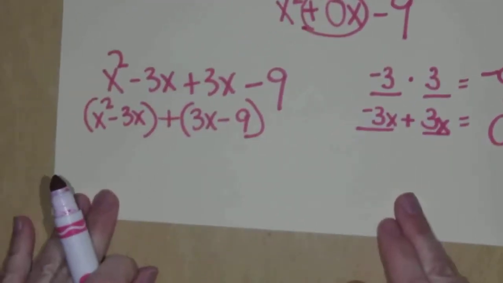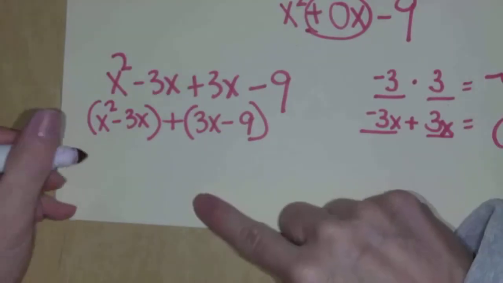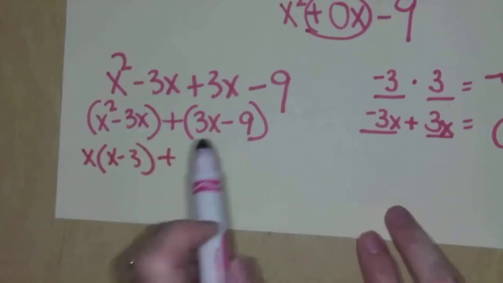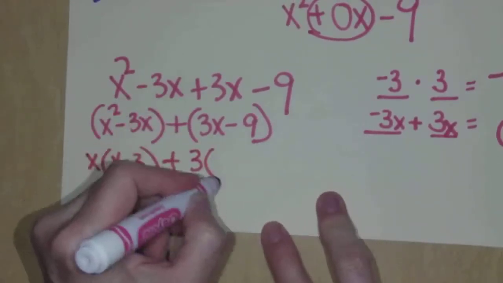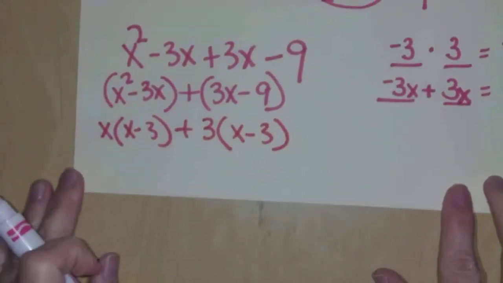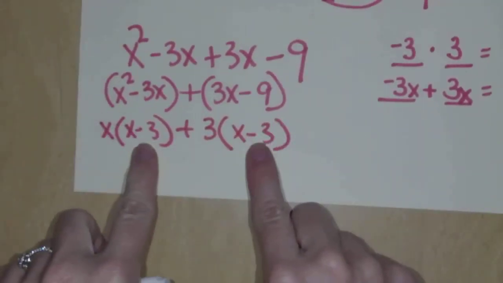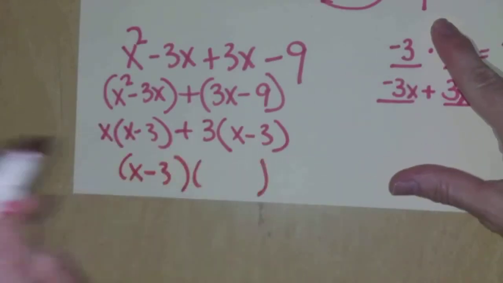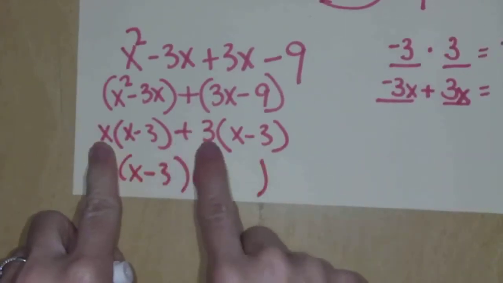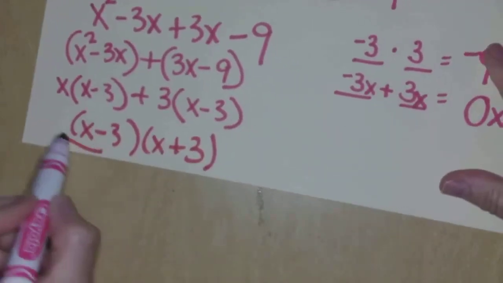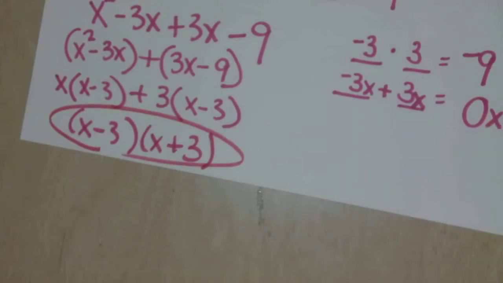Okay, so now I factor out my GCF. The GCF here is going to be an x, and I'm left with x minus 3. Here my GCF is a 3, and I'm also left with x minus 3. And so my final answer: common, x minus 3 comes out. Leftovers, x plus 3. Ta-da! There's my answer.